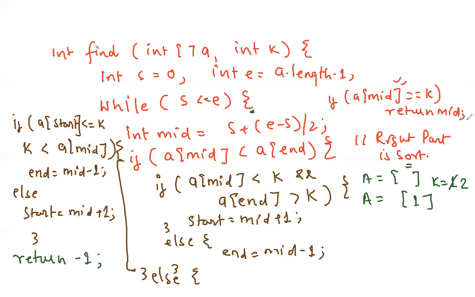Sorry, it means 1 is less than or equal to, less than 1. So the first if condition won't execute. Then it comes to the second part of that if condition, meaning the left subarray is sorted. So it will check a of 0 less than or equal to k, meaning 2, which is wrong. So it will make my start 1, and my mid is 0. So my start is 1 and mid is 0, so my while loop condition fails and it will directly return -1.